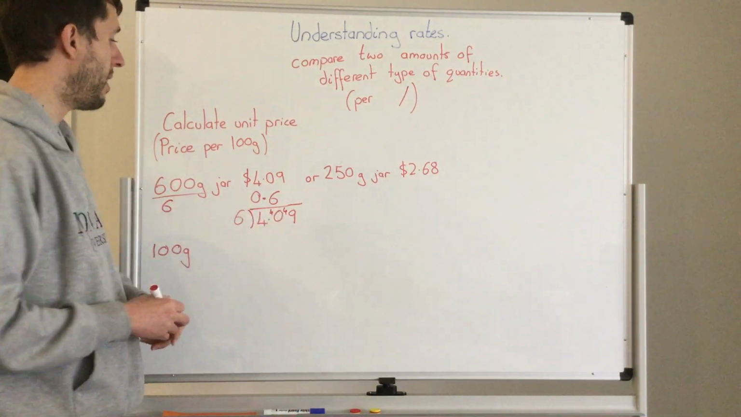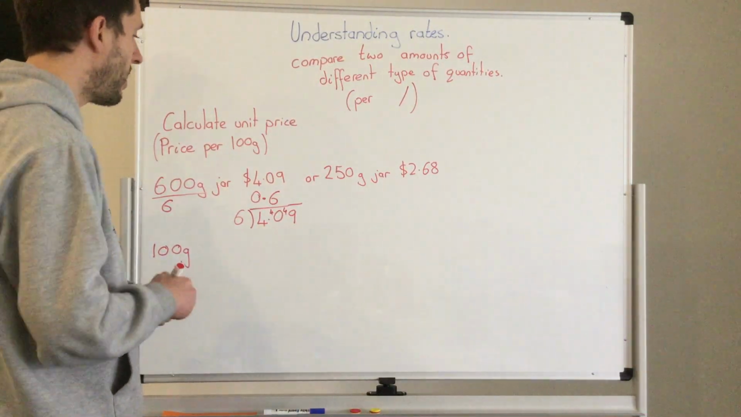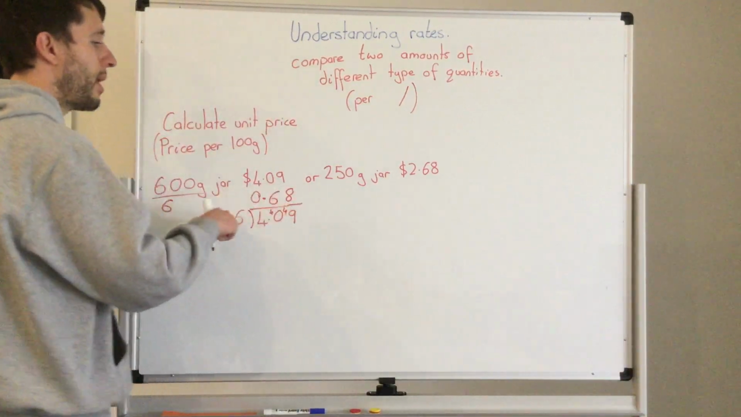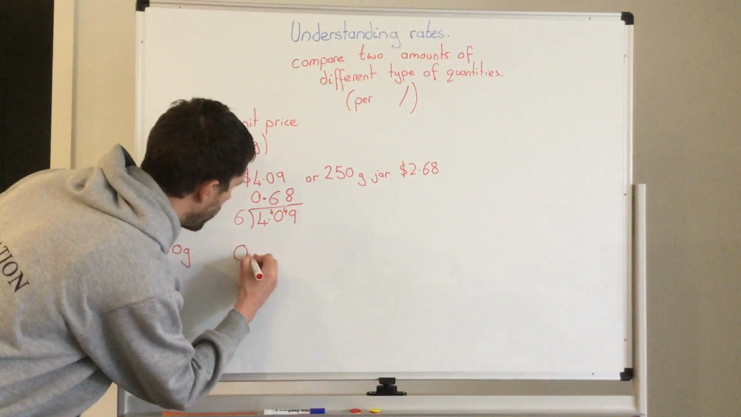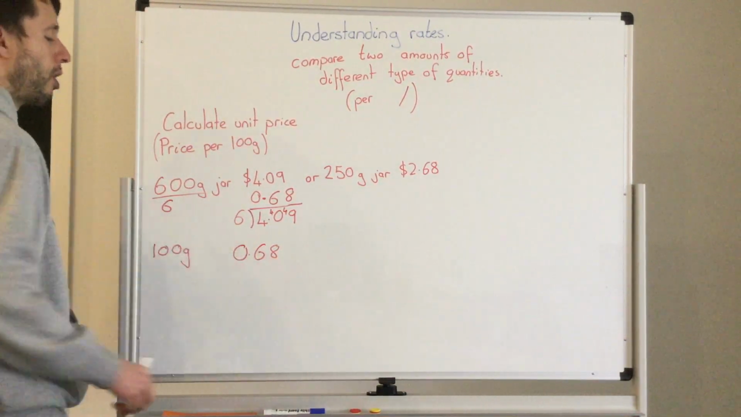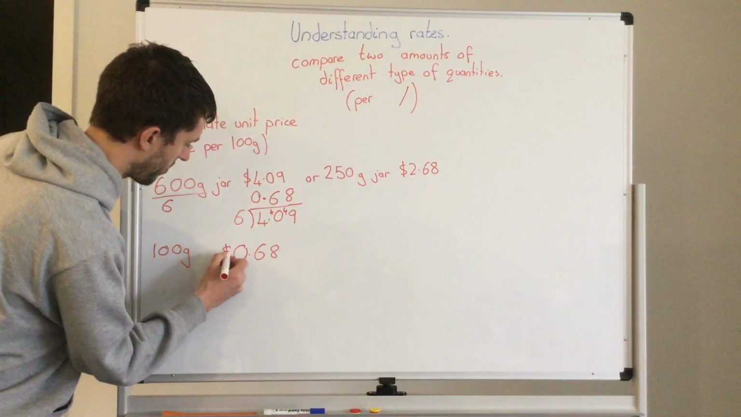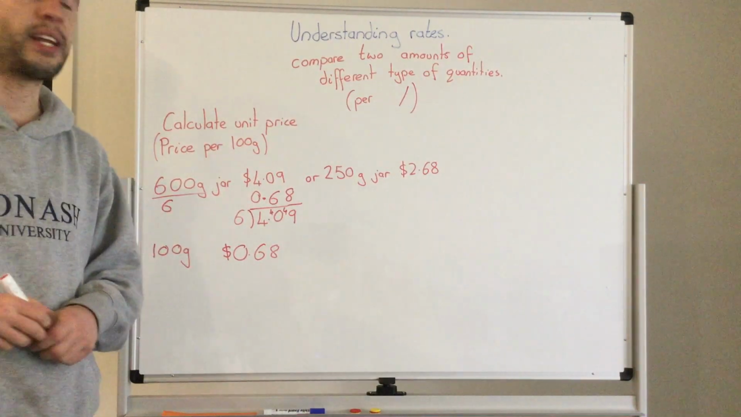Now, how many 6s in 46? 8 times 6 is 48, so 8. And I've got 1 left over, but I'll leave it as that, because we really only deal in 1 cent. We don't go below 1 cent normally when we're dealing with money. So 100 grams is going to cost $0.68.